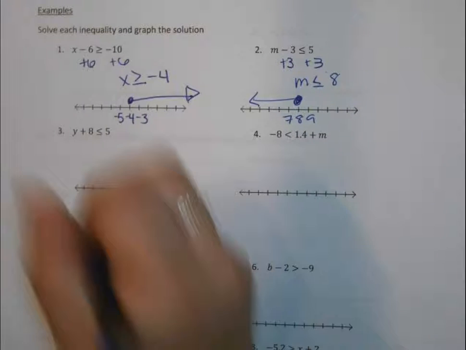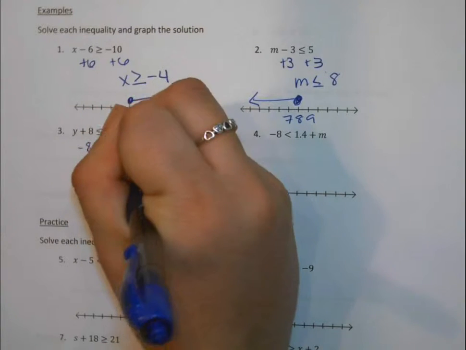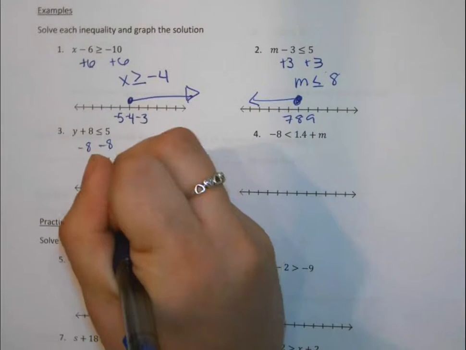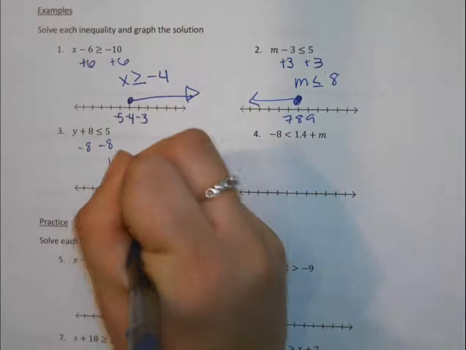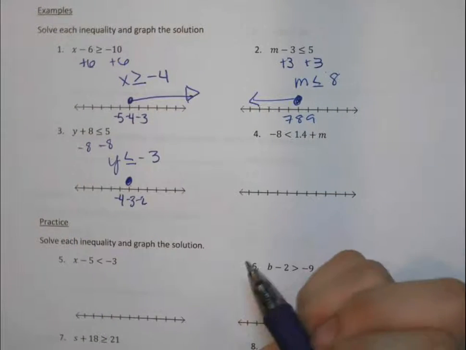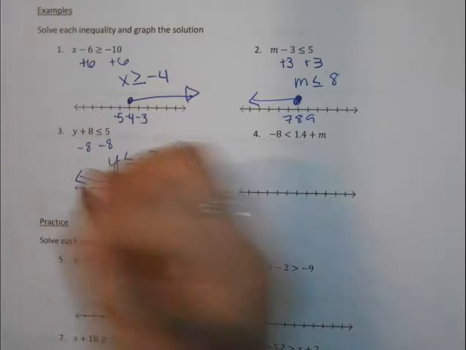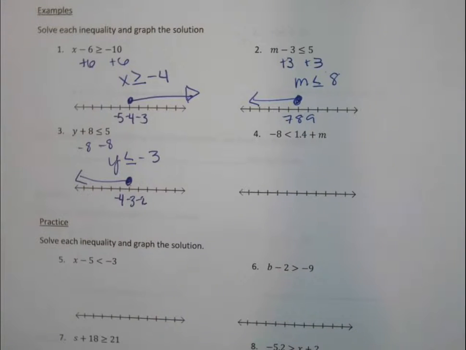Number 3, I'm going to subtract 8 on both sides. I get y is less than or equal to negative 3. Put my numbers on my number line. And then it's going to get a solid circle, because there's a line on it. I did not mean for all of these to be equal to. And then it goes to the left, because the arrow goes to the left.